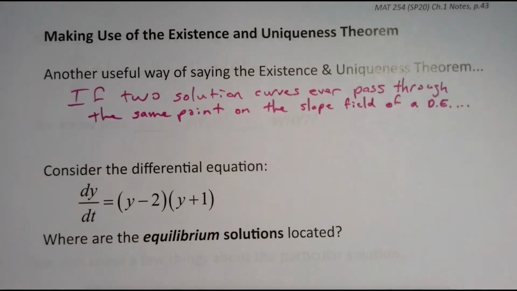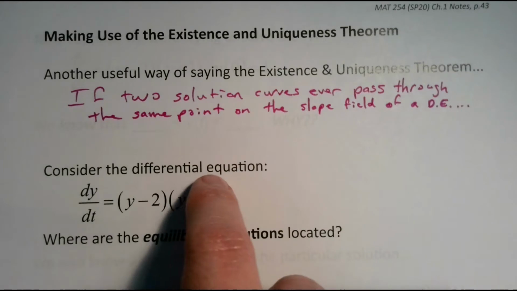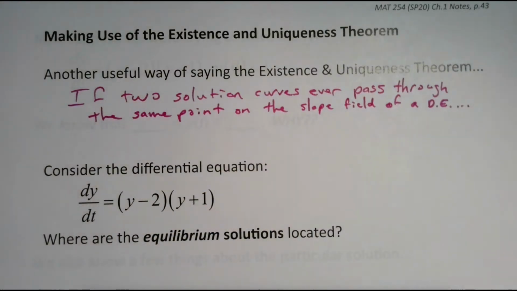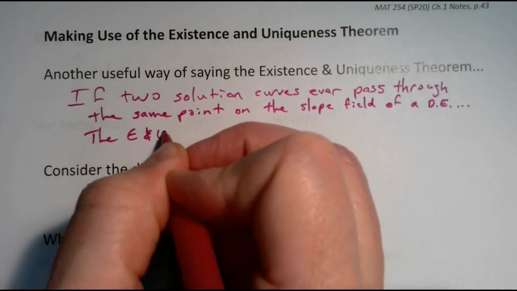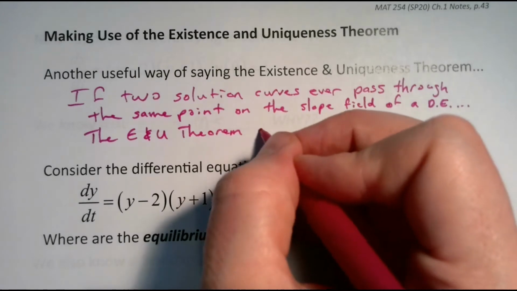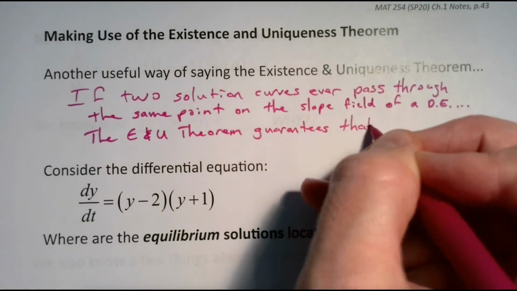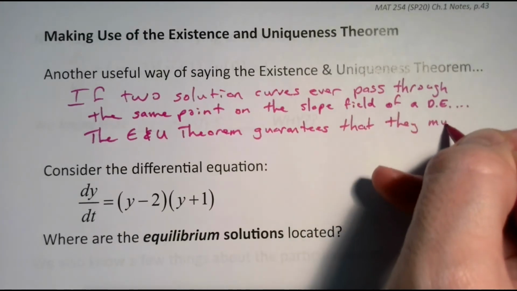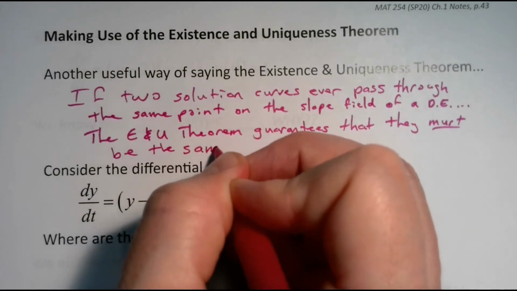Well, think about what that would imply. That means you'd have two things moving through a slope field and they happen to cross at a particular location. But we know the slope field curves don't allow for that. So the existence and uniqueness theorem guarantees that they must be the same curve.